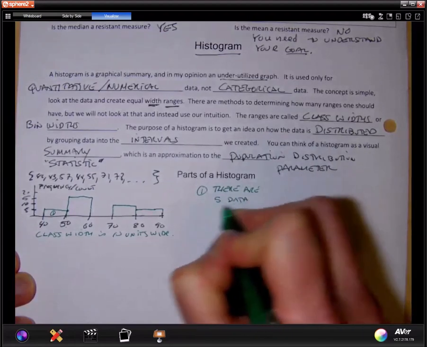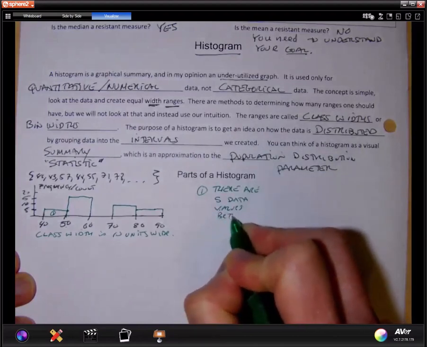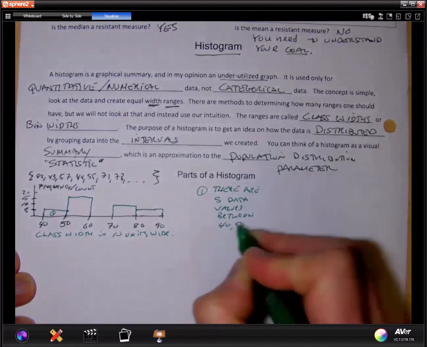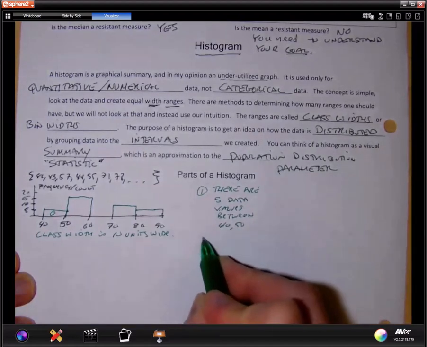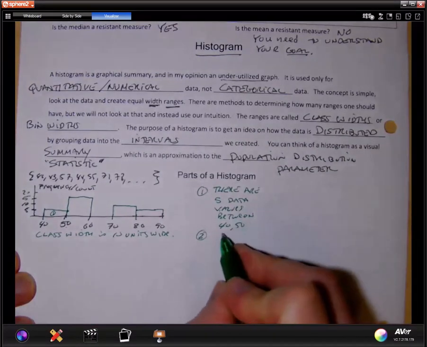between 40 and 50. Now, another thing you want to keep in mind, let's say that I have one data value and it's, let's say, 80. Where does 80 go?